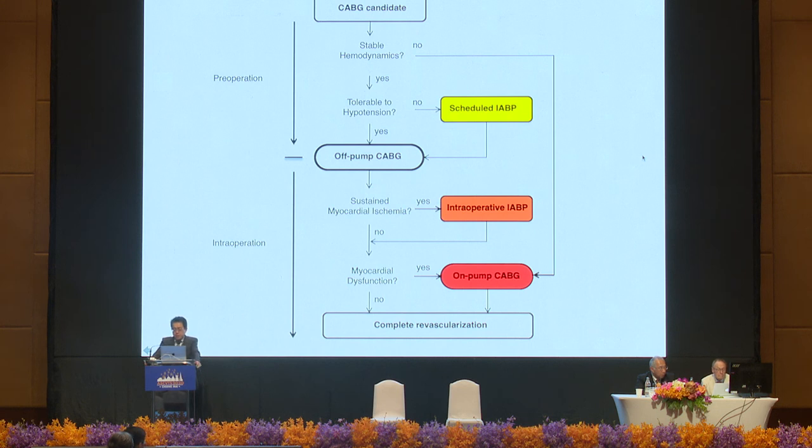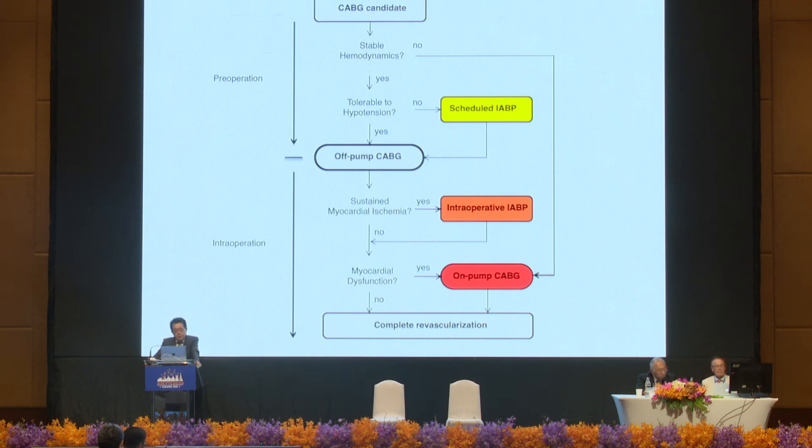Well, before induction of general anesthesia with tracheal intubation, patients who are not likely to tolerate the hypotension, such as critical left main disease or poor ventricular function, are going to be scheduled for IABP. And during off-pump CABG, careful monitoring is necessary by anesthesiologists. For a patient with myocardial ischemia, such as ST elevation on EKG or bradycardia or PVC, the surgeon and anesthetist do something to fix it.